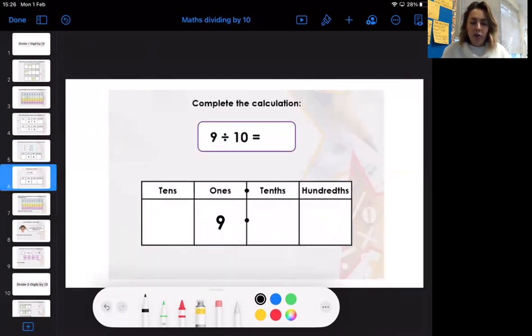Complete the calculation. 9 divided by 10 equals. You can use the place value grid to help you. Pause the video. The answer for 9 divided by 10 is 0.9.